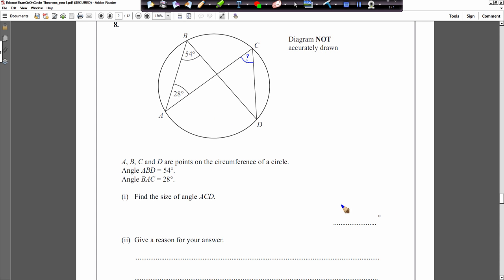And the answer for that one is? Okay, so give me the reason for it: angles subtended. So we've got to use the correct mathematical terminology which we learned in the lesson. Angle subtended by an arc. Okay, so here's our arc here. From here to here is our arc. Angle subtended by.